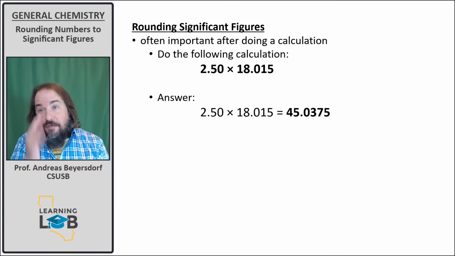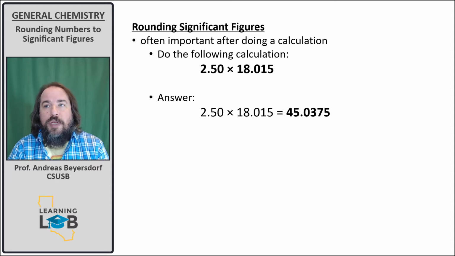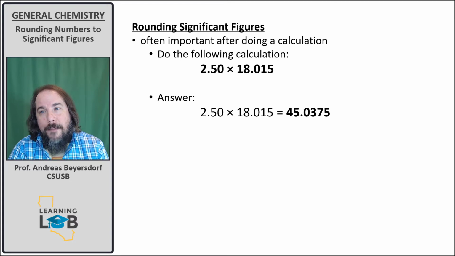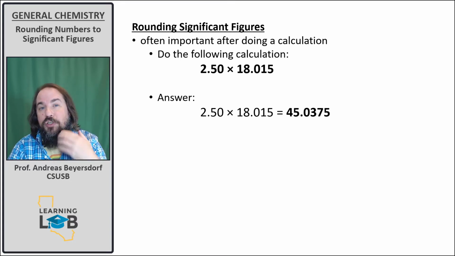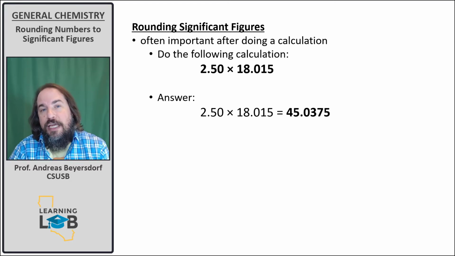So let's say we want to do the following calculation, 2.50 times 18.015. The answer in our calculator would be 45.0375. But we have to look at the numbers that we use to calculate this to determine how many significant figures our answer should have.